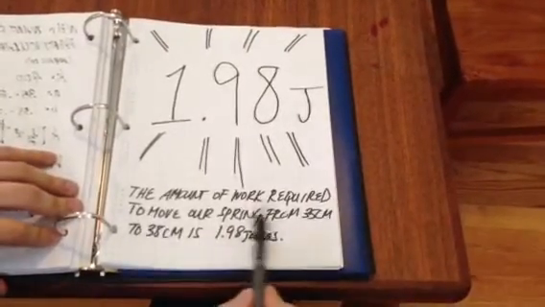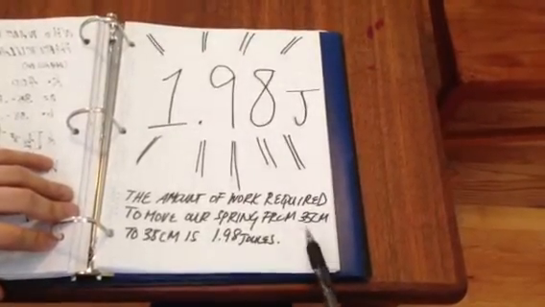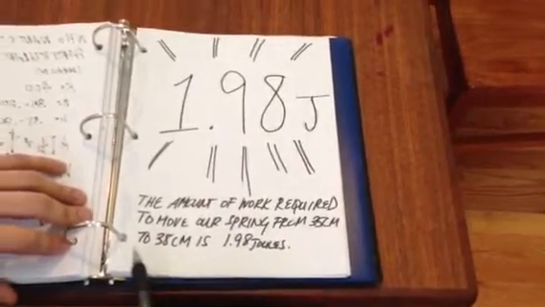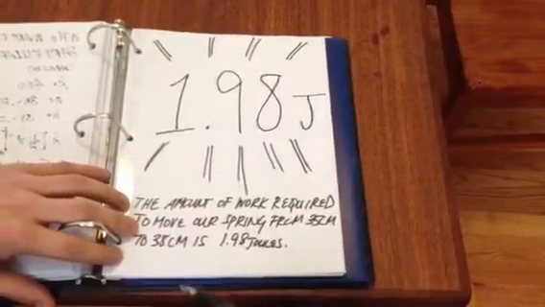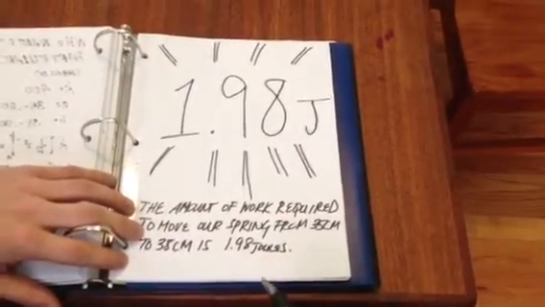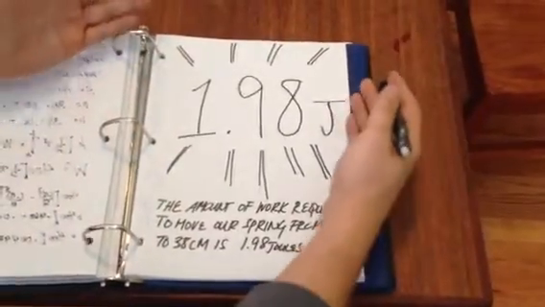So the amount of work required to move our spring from 35 centimeters to 38 centimeters is 1.98 joules. There's your sentence, and there's your numerical answer.